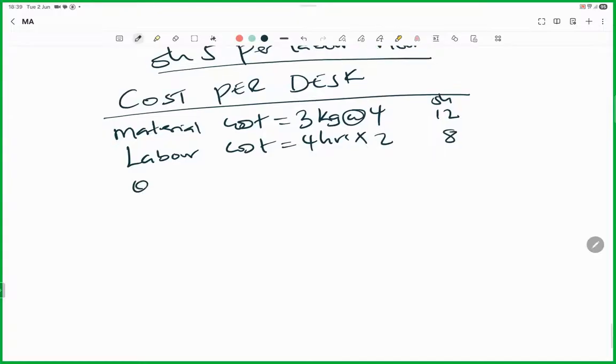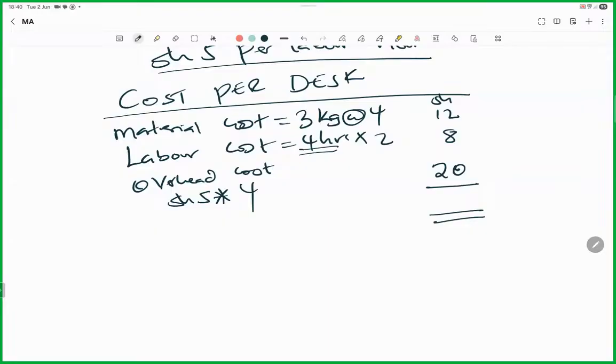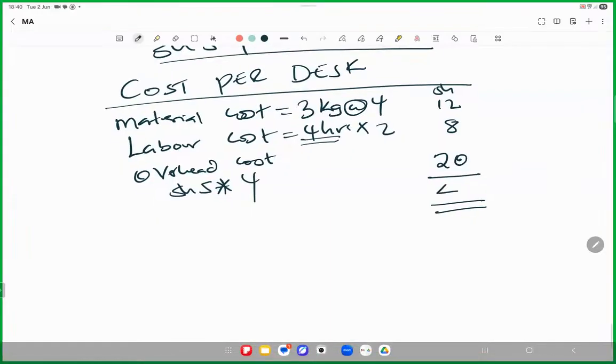And then we have overhead cost. Fortunately, we happen to know the absorption criteria. We shall be absorbing to each unit at shillings 5 per hour. That is the OAR, shillings 5 per hour, and each desk needs how many hours? 4 hours. So 5 times 4 gives me what here, somebody? 20. So when you add here, how much do we get? 40.